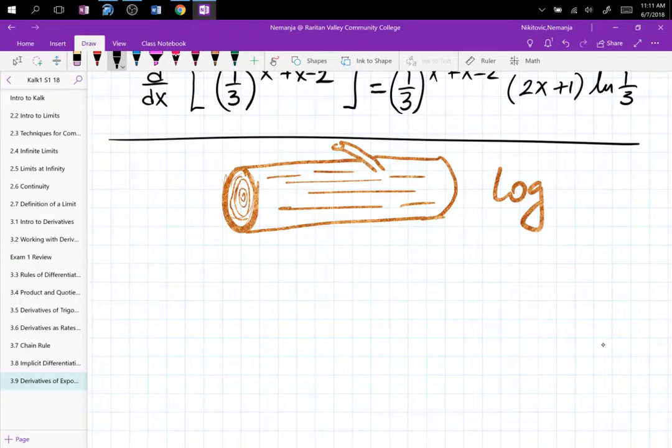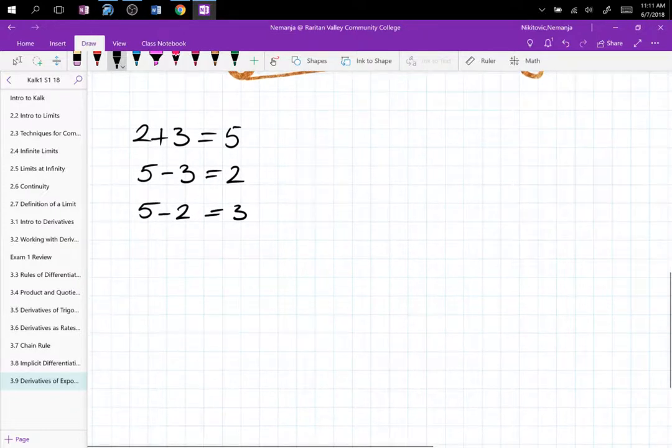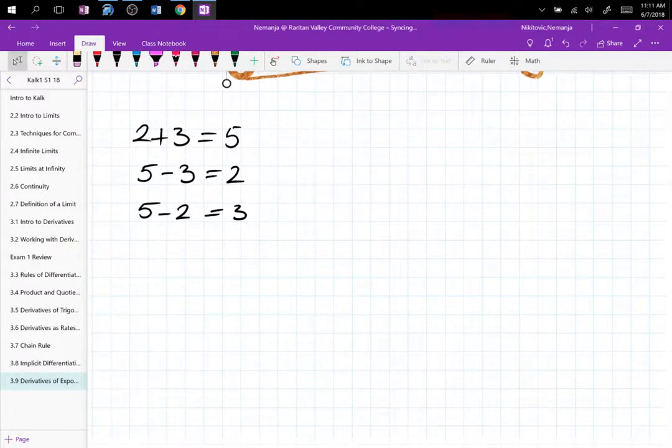So let's start here. 2 plus 3 is 5. And then I can subtract 3 to get 2, and I can subtract 2 to get 3. So I'm able to retrieve these input numbers, if you will, right? 2 and 3. I'm able to retrieve those using the opposite operation of subtraction.